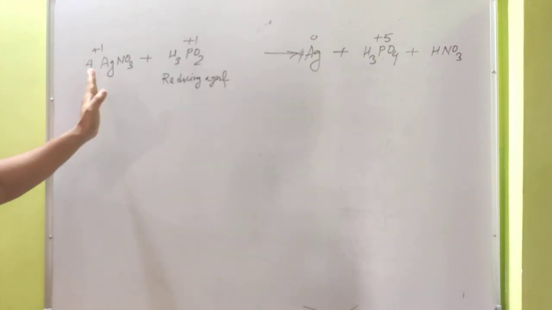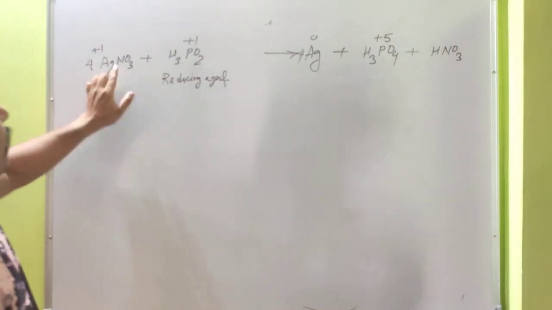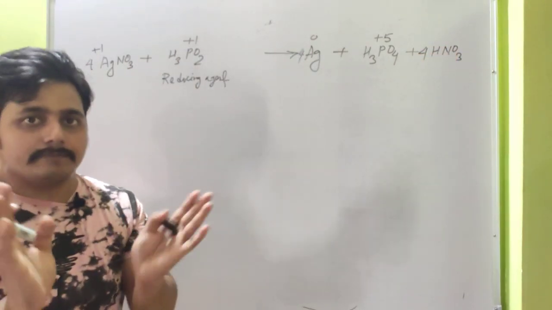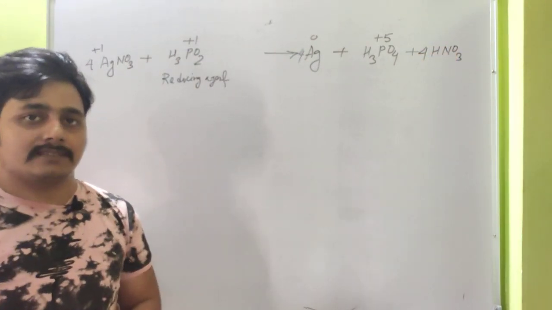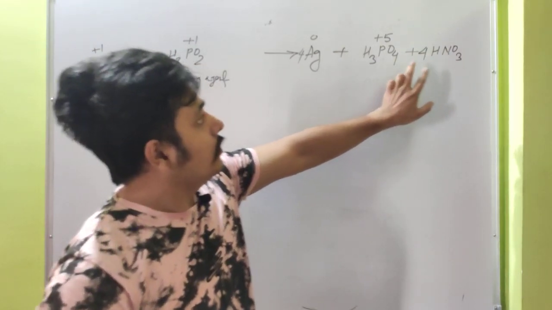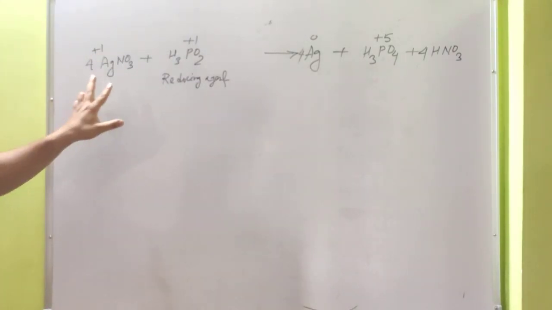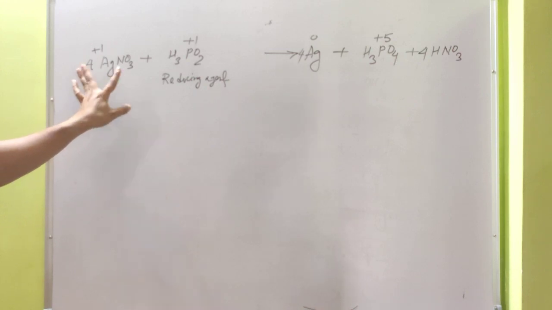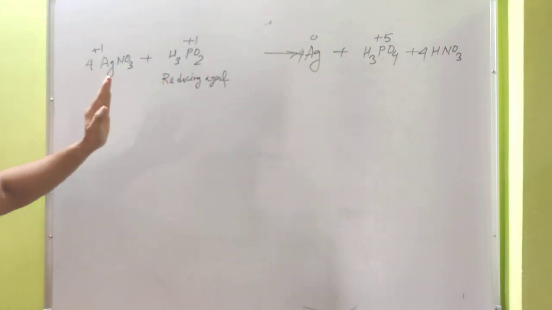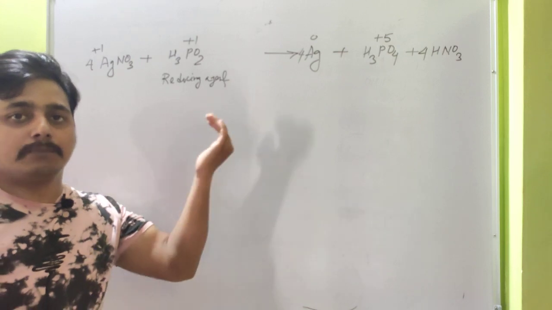Now balance the species. 4 4 1, so 1. 4 nitrogen, so you have to place 4 here. After doing this, now you calculate the number of oxygens. On the right hand side, the number of oxygens are 12 and 4, 16. On the left hand side, the number of oxygens are 12 plus 2, 14. Here 16 oxygen, here 14 oxygen. 2 oxygen are less on the left hand side.